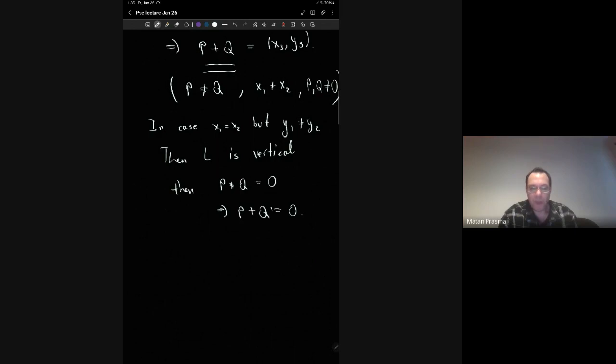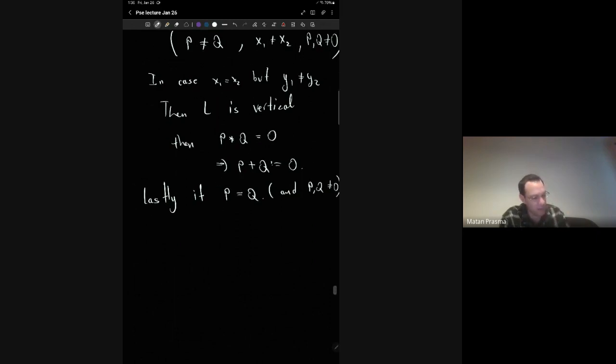And now, what is the case we are left with? The case we are left with is if P is equal to Q. And of course, P and Q are not the point at infinity. Again, we know how to add O to O in anything that needs to be a group. This is trivial. But what happens in the P equals Q case?